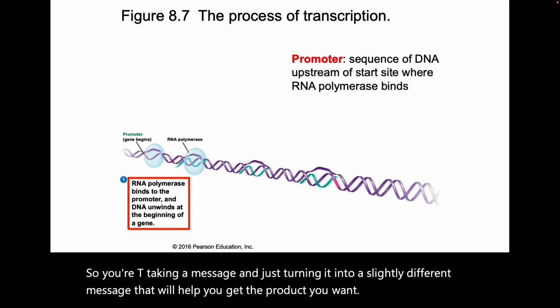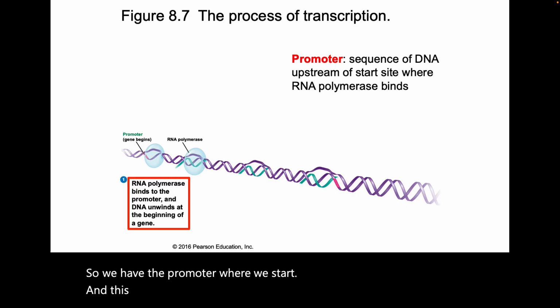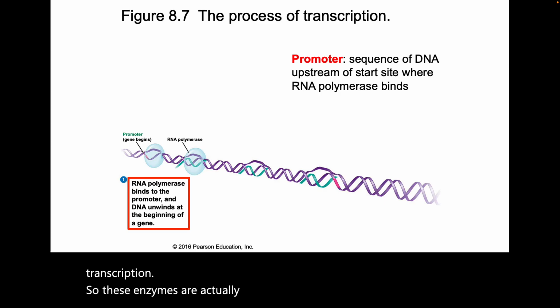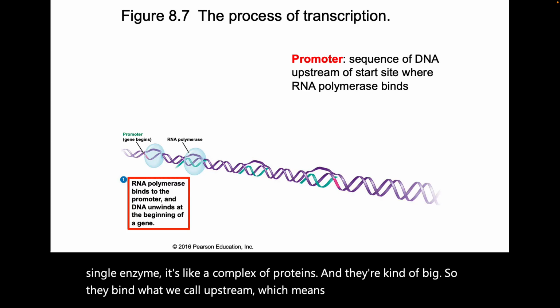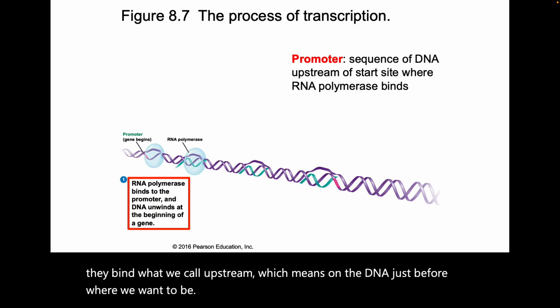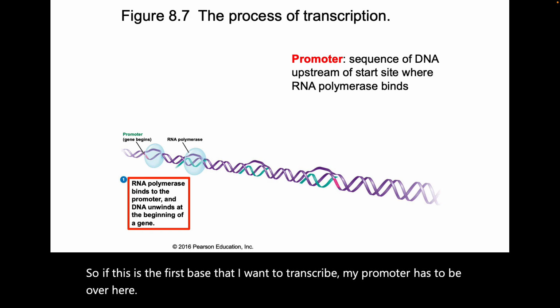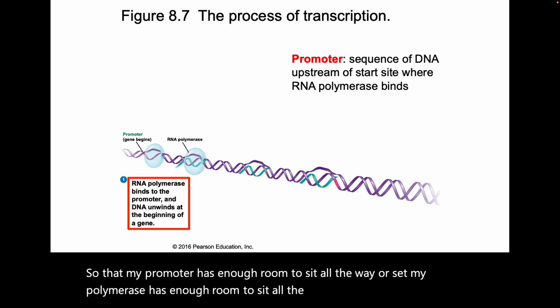So we have the promoter where we start, and this is upstream, so it's before where we actually want to do transcription. These enzymes are complex enzymes. It's not just a single enzyme. It's a complex of proteins, and they're kind of big. So they bind what we call upstream, which means on the DNA just before where we want to be. If this is the first base that I want to transcribe, my promoter has to be over here in front of it so that my polymerase has enough room to sit all the way down and start doing transcription.